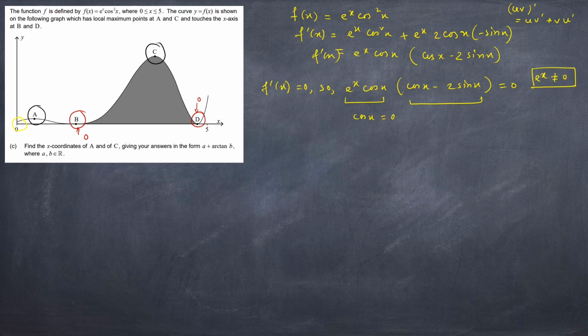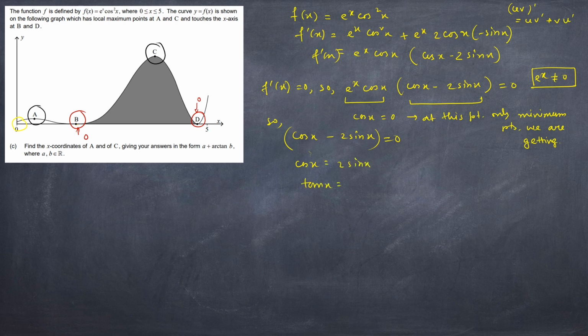So ultimately the answer will be cos x minus 2 sin x at this point. Only minimum points we are getting. So cos x minus 2 sin x equals 0, because we are left with only this other option, cos x minus 2 sin x. From here we can write cos x equals 2 sin x, or tan x equals half. So from here we can write x equals arctan half.